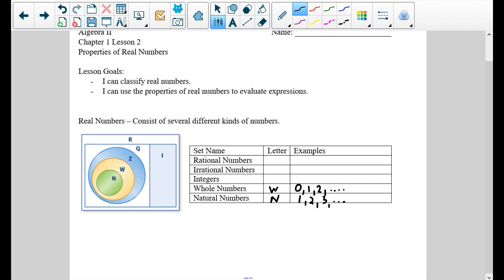Integers includes what? It includes both of these sets. So I have 0, 1, 2, 3. What comes before that? All the negatives. So negative whole numbers. So -1, -2, and so on. And that is your Z.